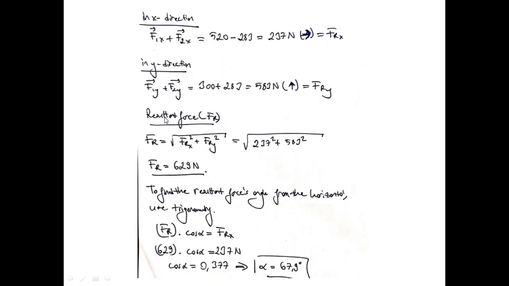We were asked to find the magnitude and direction of the resultant force, and here we go. This is the magnitude of the resultant force, and this is the angle, in other words, the direction of the resultant force it is making with the horizontal.